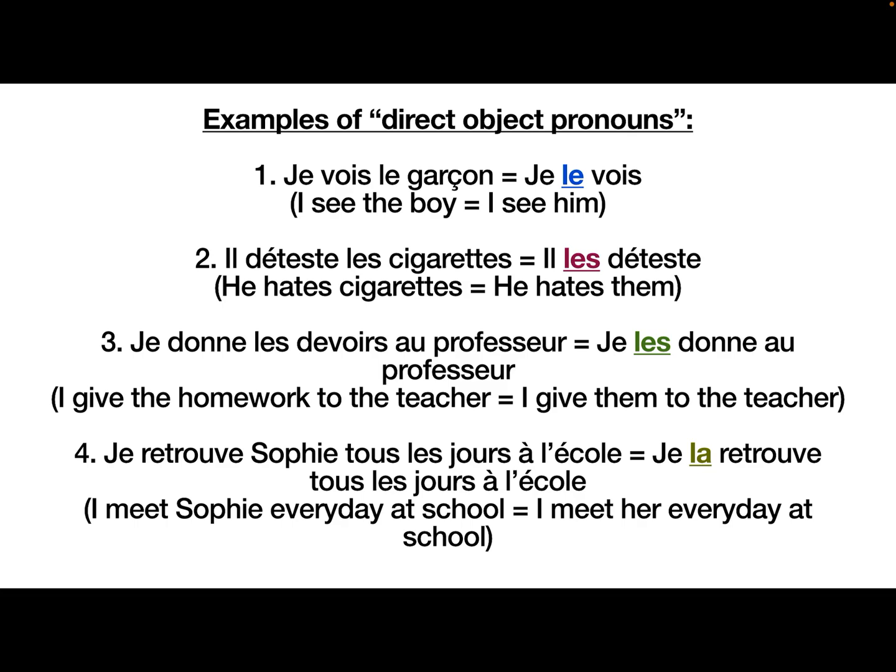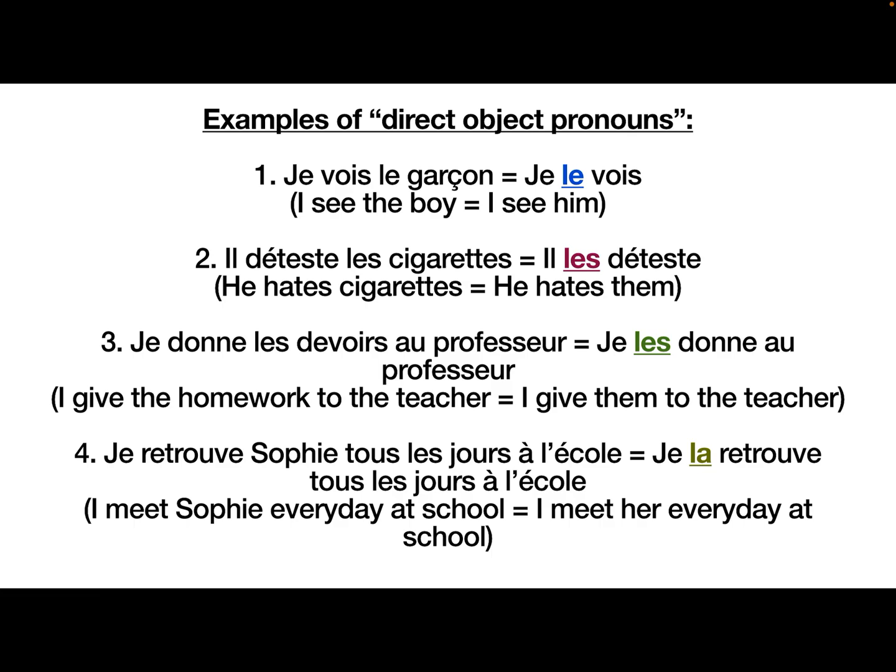Je vois le garçon. I see the boy. Say you're telling me a conversation about, oh, I see the boy every day on the bus. I see the boy and he's on his phone and he's scrolling, whatever. You don't want to keep saying the boy. It sounds repetitive. So I see him. Okay, the boy is a noun and he's the direct object of my sentence. So I see the boy, I see him.